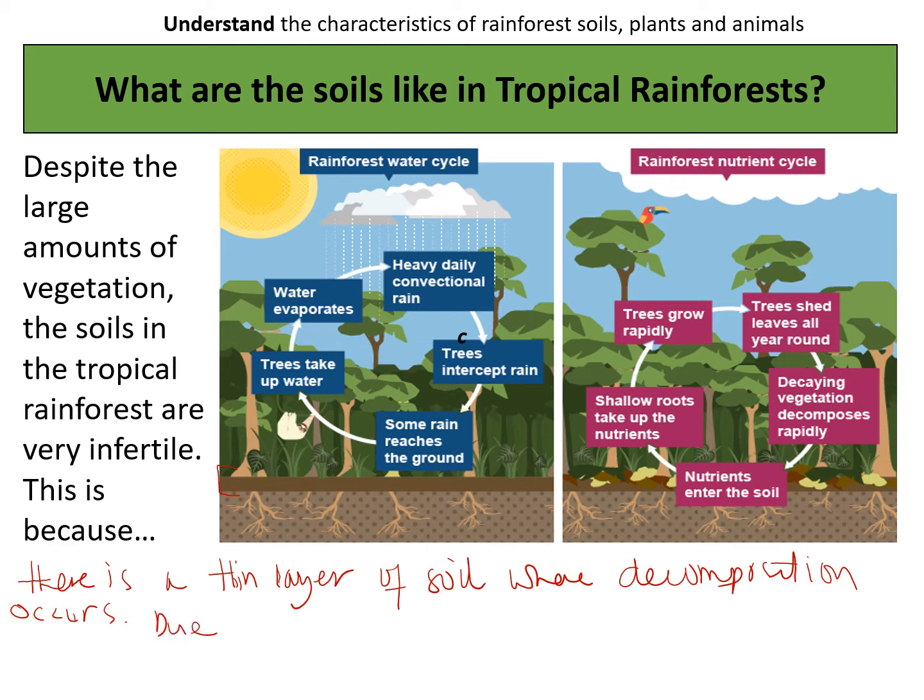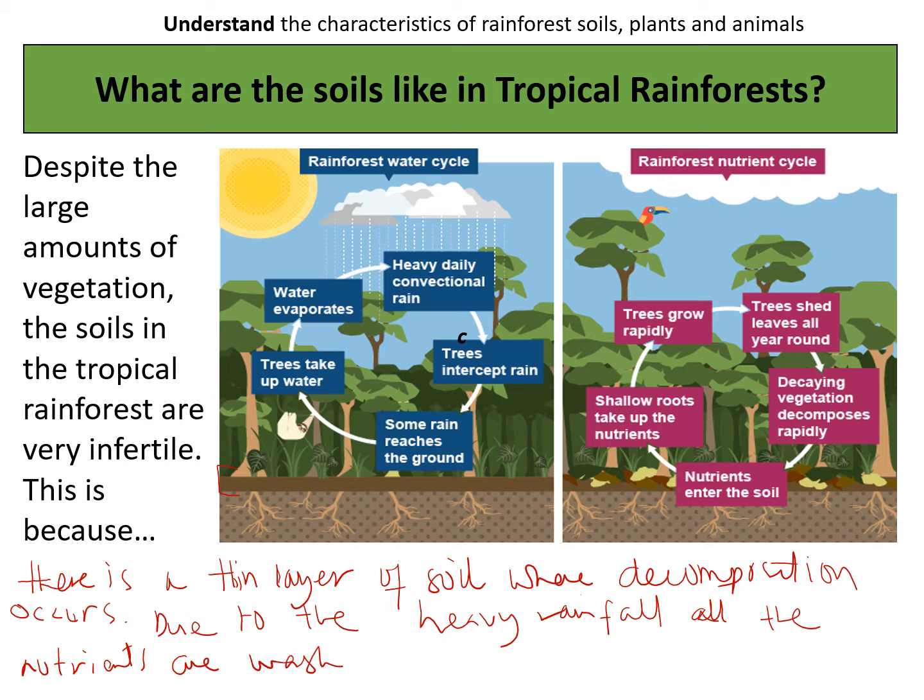So due to the heavy rainfall, all of the nutrients which are entering the soil through decomposition are washed away, which means then the soil loses its fertility. So the soil loses the fertility, and then as a result they aren't very thin.